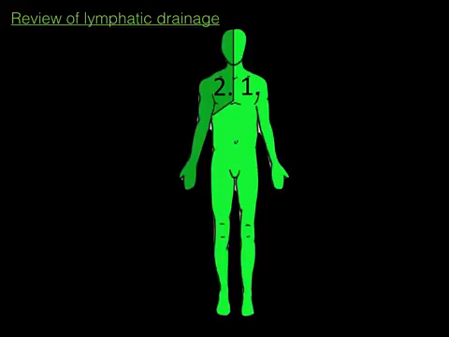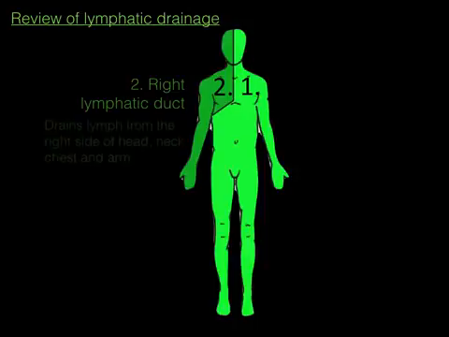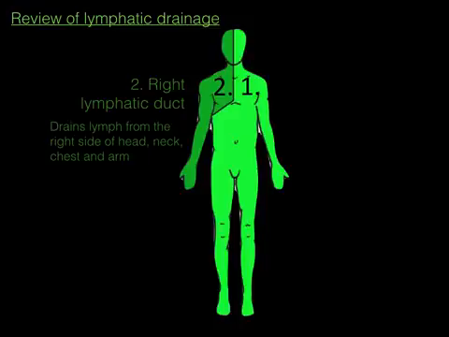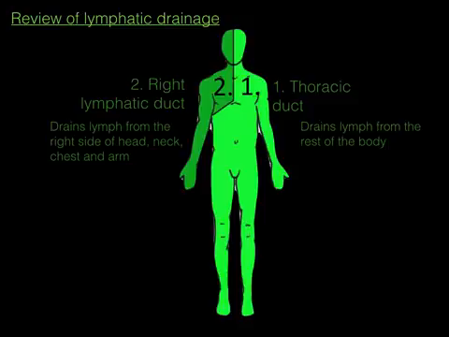And so to review the lymphatic drainage, it's best to figure out, before I talk about what the thoracic duct drains, what the right lymphatic duct drains. It drains lymph from the right side of the head and neck, as well as the right chest and arm region. And the thoracic duct drains everything else, drains lymph from the rest of the body.